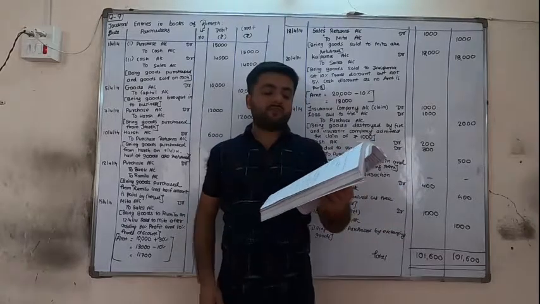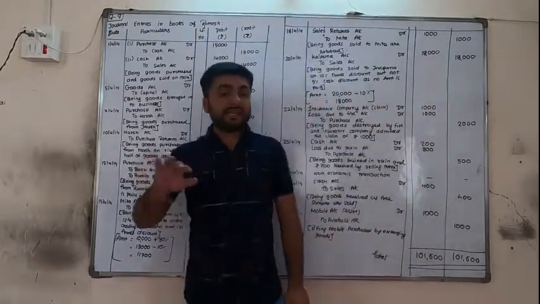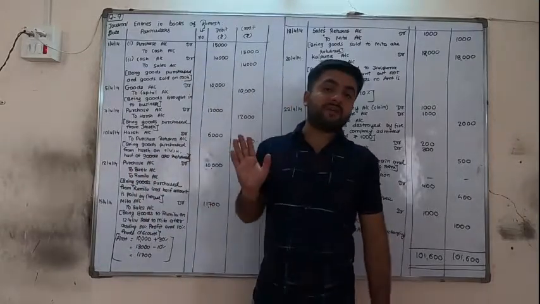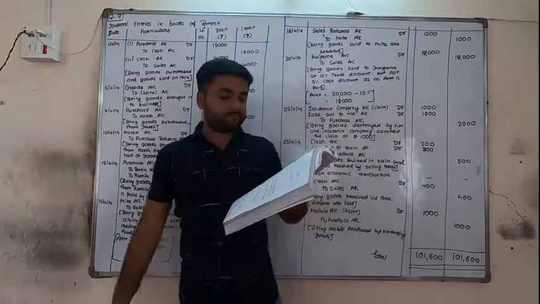Personal goods of 10,000 brought into business. Whenever we are bringing anything into business, capital is credit because the owner is the giver. And what is coming in? Goods. So goods account debit to capital account.